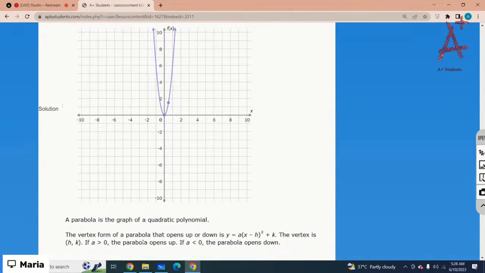The vertex form of the parabola that opens upward or downward is y equals a times (x minus h) whole squared plus k. The vertex is (h, k). If a is greater than 0, the parabola opens upward, and if a is less than 0, the parabola opens downward.